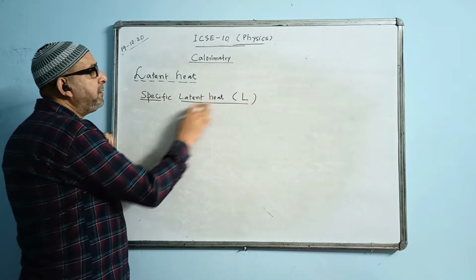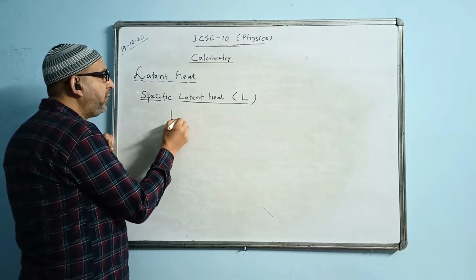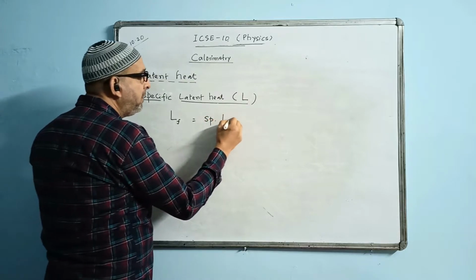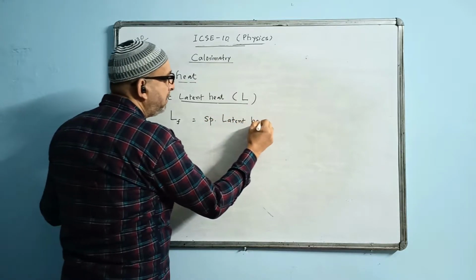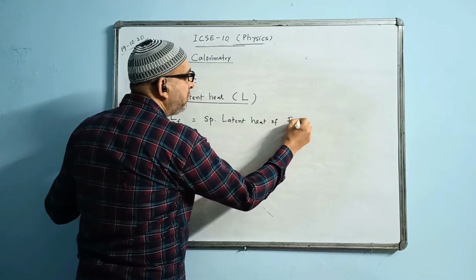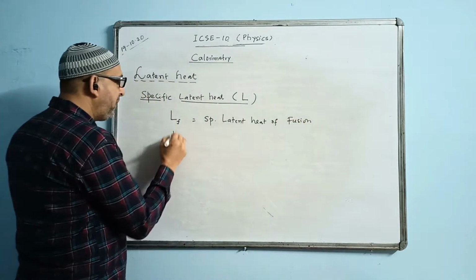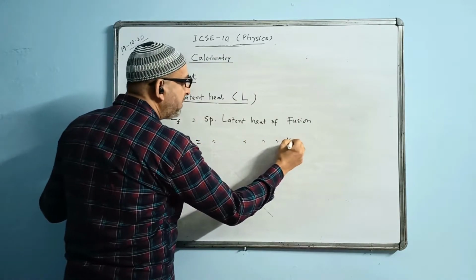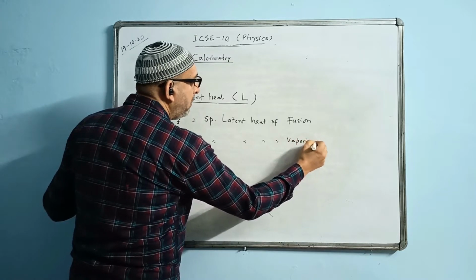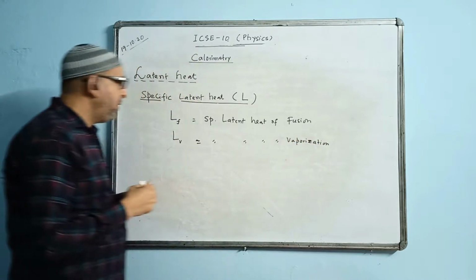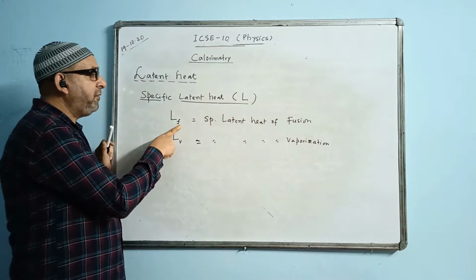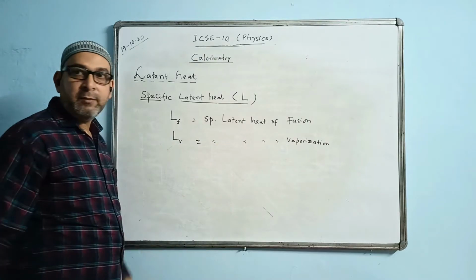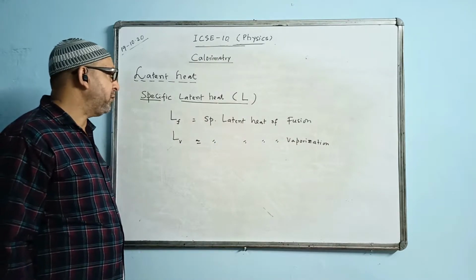Then there are two types of specific latent heats. We write LF, which means specific latent heat of fusion, and LV, which means specific latent heat of vaporization. L with the subscript F means specific latent heat of fusion, F for fusion and V for vaporization, the specific latent heat of vaporization.